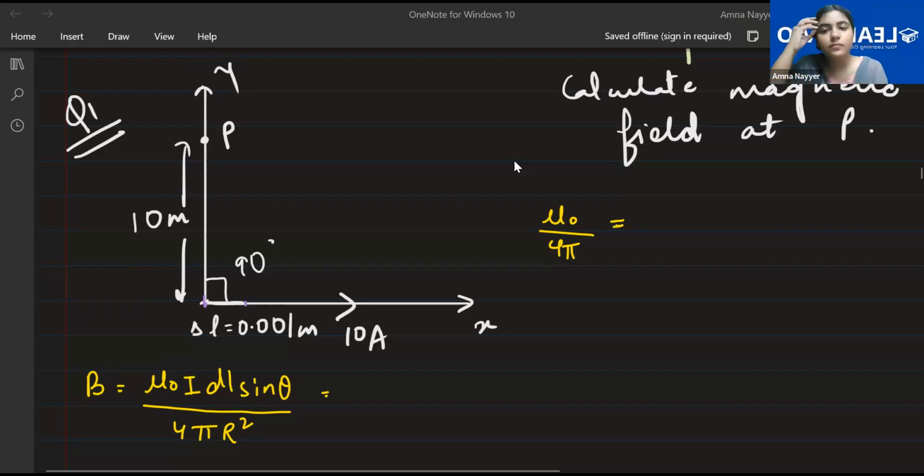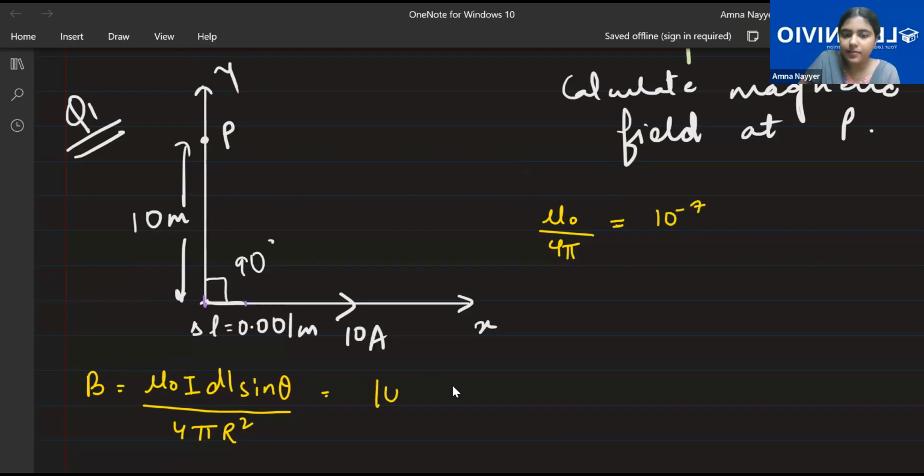10 to the power minus 7. Yes, very good. This is 10 to the power minus 7. Correct, Jasleen and Simon. 10 to the power minus 7. So this is 10 to the power minus 7. Multiply 2. Current is given as 10 amperes, so 10.